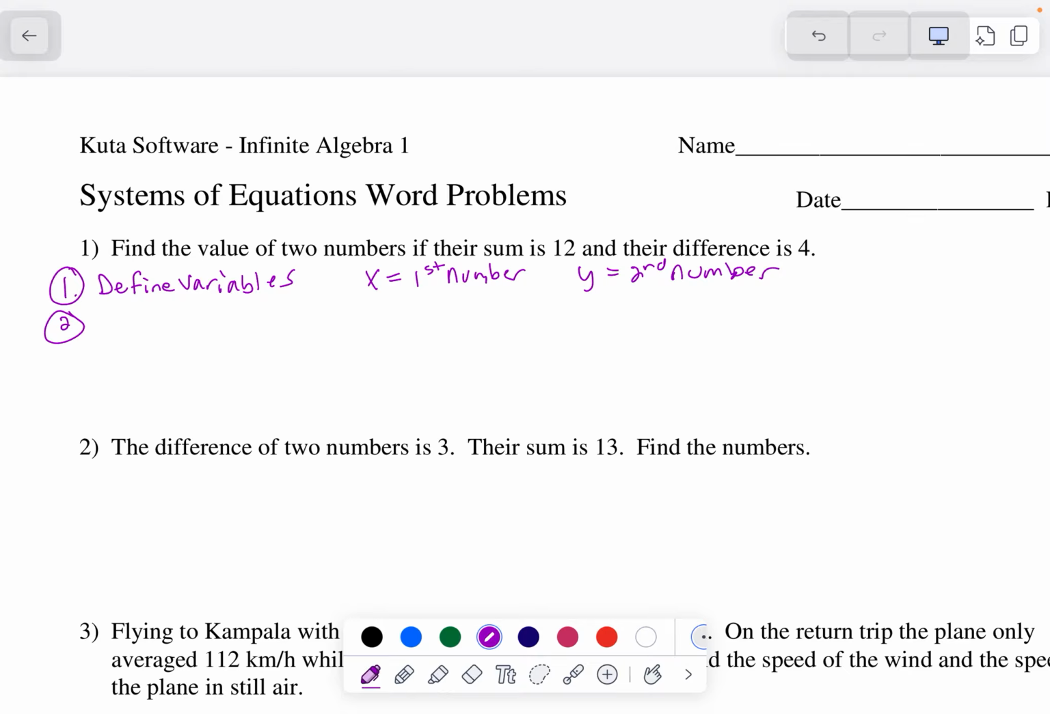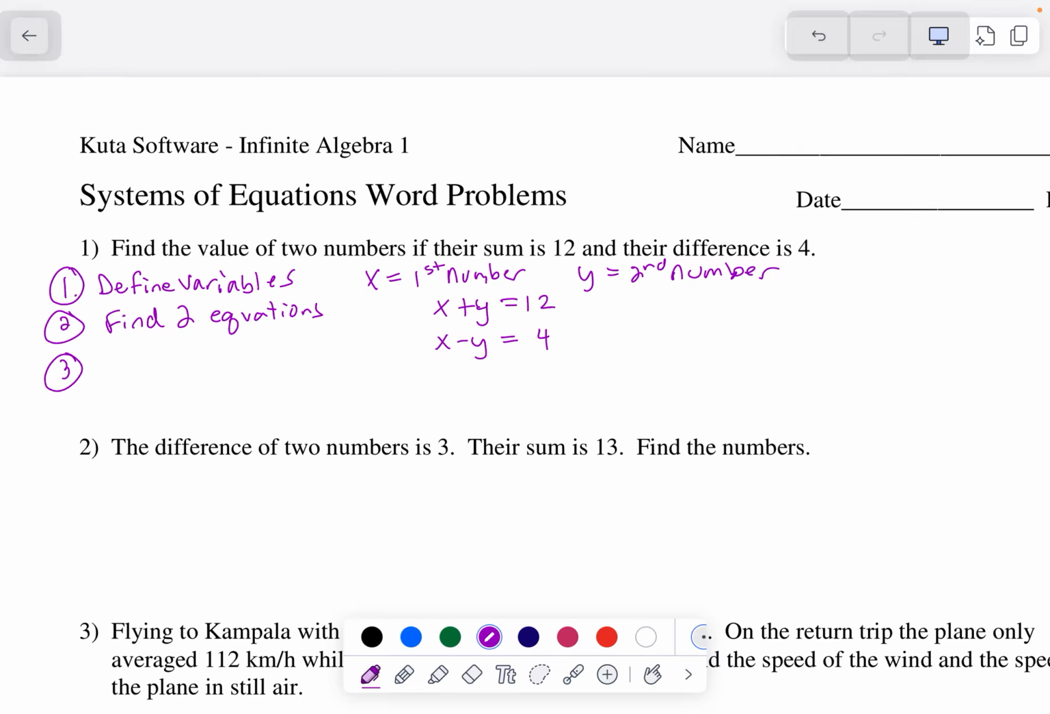The second thing you want to do is find your 2 equations. Usually they're going to give you 2 different pieces of information. If it was a real life application, I bought 20 of these things and their total was... So sometimes they might tell you how many you have, and then also how they're related. It might tell you what they cost, things like that. So the 2 equations: it says their sum is 12. So x plus y equals 12. Sum means to add. And their difference is 4.